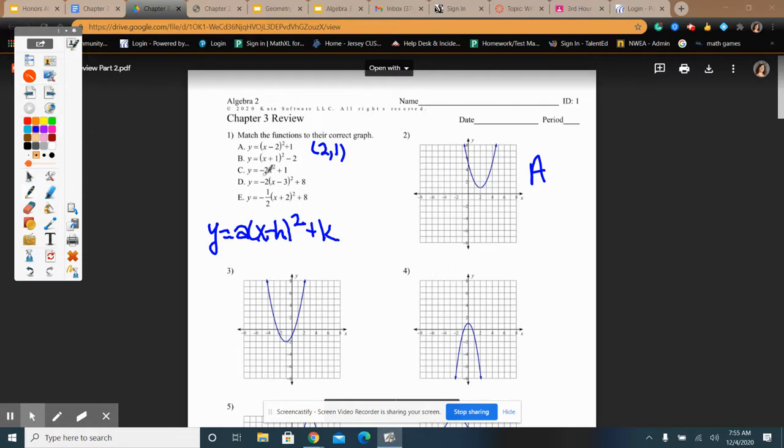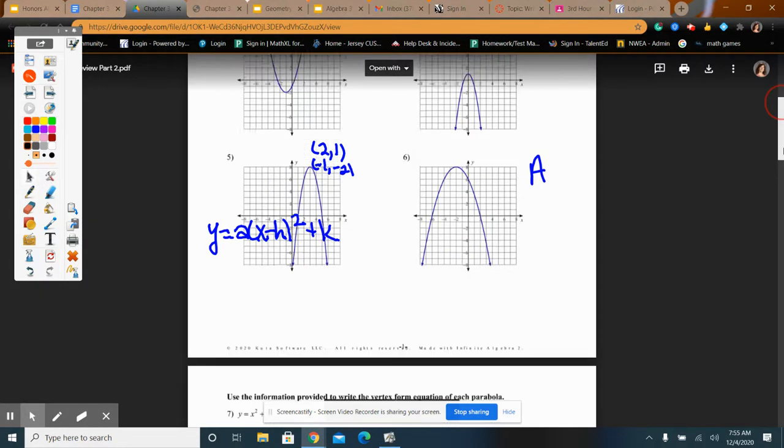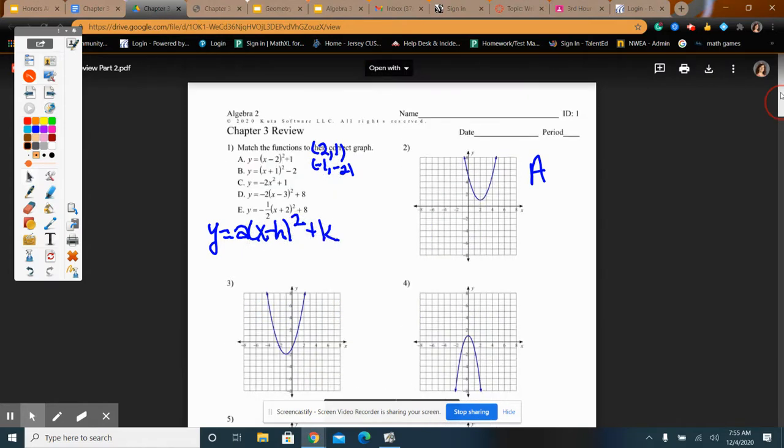Okay, so let's look at this guy. He went to the left 1, down 2, so it's negative 1, negative 2. Also opening up. Here it is, negative 1, negative 2. This will be the second one.